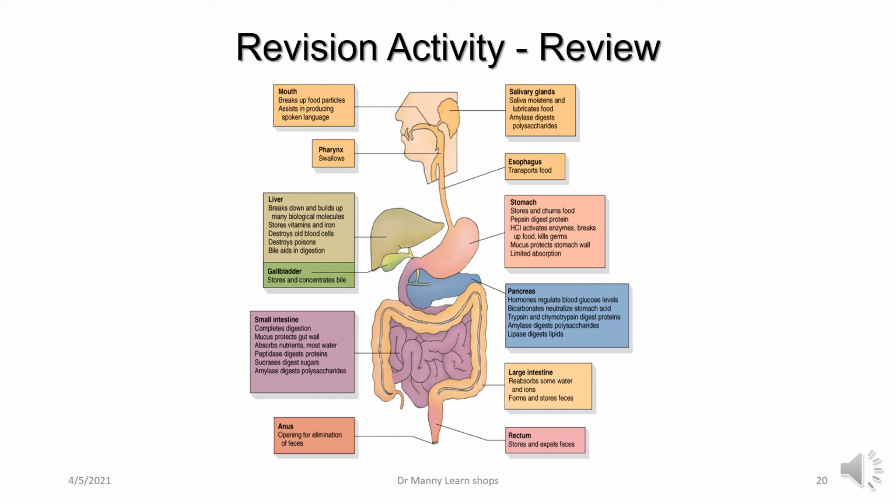The small intestine completes the digestion, and mucus protects the gut wall, because again it's also at risk of hydrochloric acid from the stomach, and breaks down a variety of other elements such as proteins, sugars, polysaccharides. The large intestine's primary function is to reabsorb water and form and store feces. The rectum stores and expels feces. The anus opens for elimination of the feces.